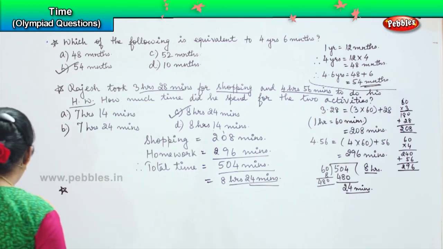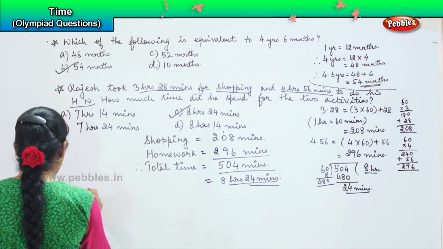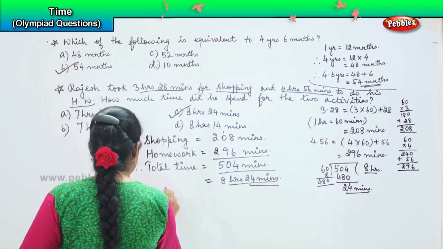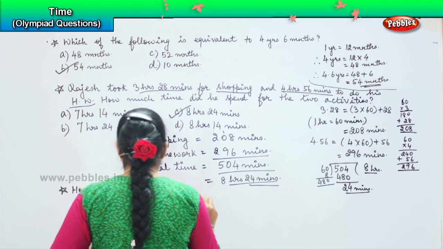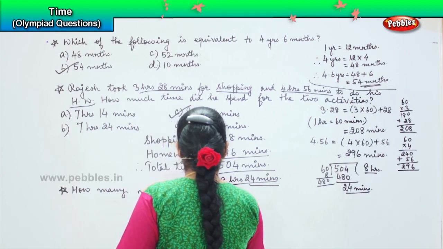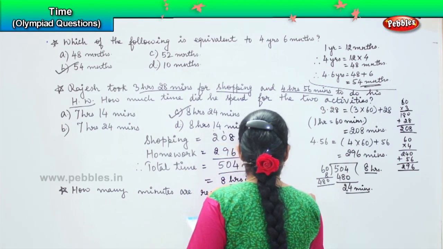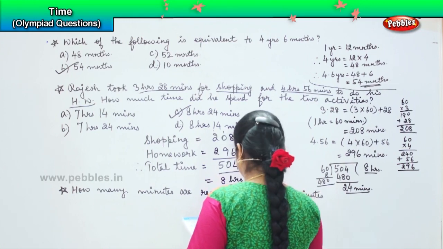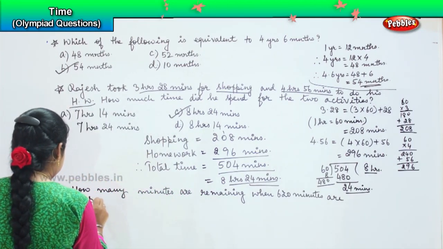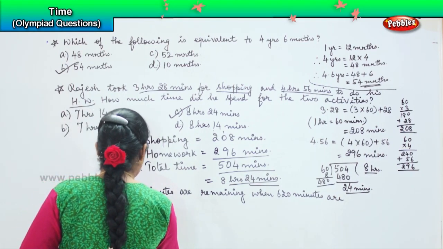The next question asks you, how many minutes are remaining when 620 minutes are expressed in hours and minutes?